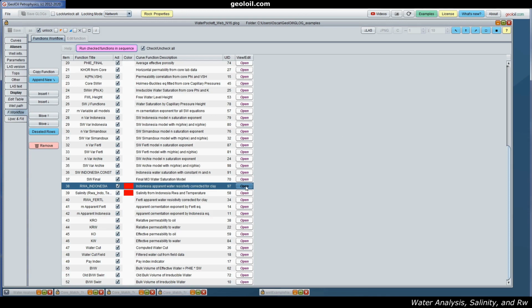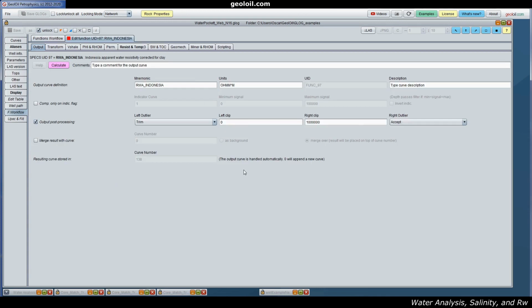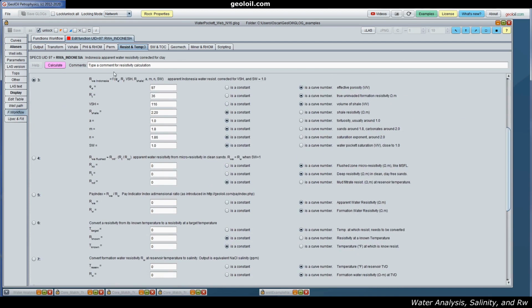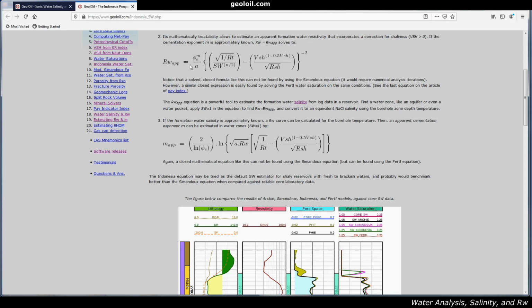So let's open this one and see how it computes that. Output, resistivity, we put the Indonesia equation. It asks you for all these parameters. More detail, you can find on the website. Have a look at this. It gives you the apparent water resistivity.